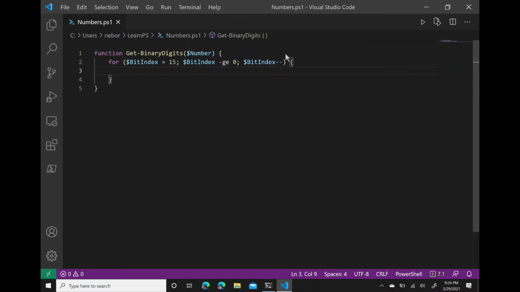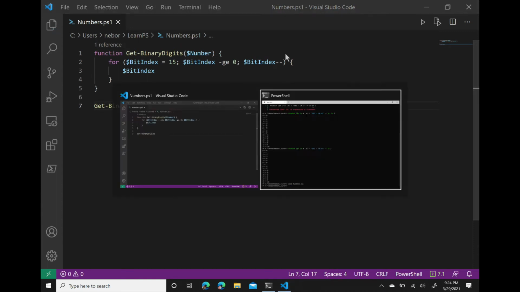So maybe before I do anything else, let's just actually see what happens. Let's just write the value of bit index to the output so we can see what that looks like. So far we just defined a function. Let's call it get binary digits, and let's run our script and see what this does.